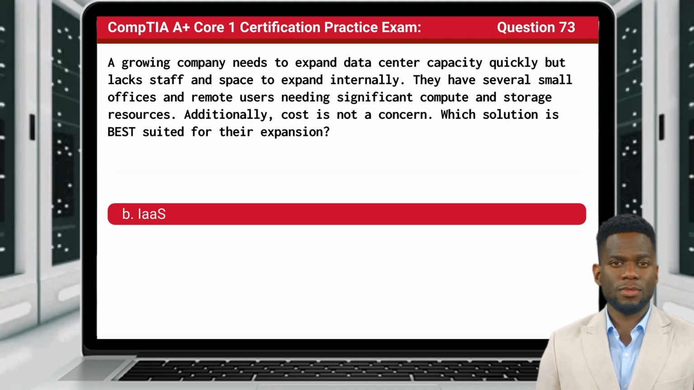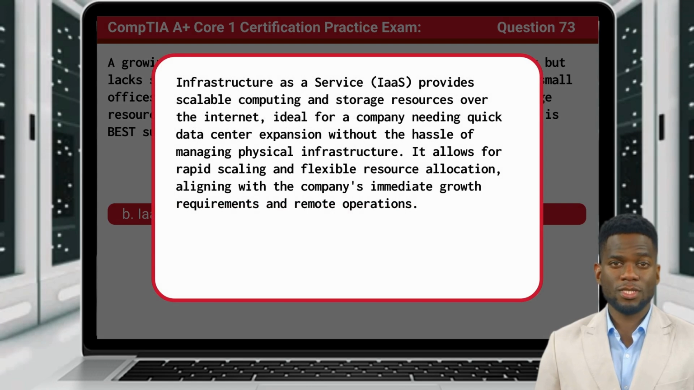The answer is B. IaaS. Infrastructure as a service provides scalable computing and storage resources over the internet, ideal for a company needing quick data center expansion without the hassle of managing physical infrastructure. It allows for rapid scaling and flexible resource allocation, aligning with the company's immediate growth requirements and remote operations.